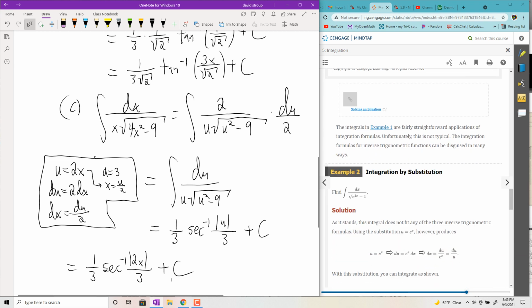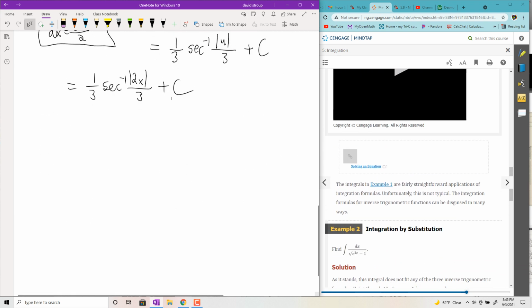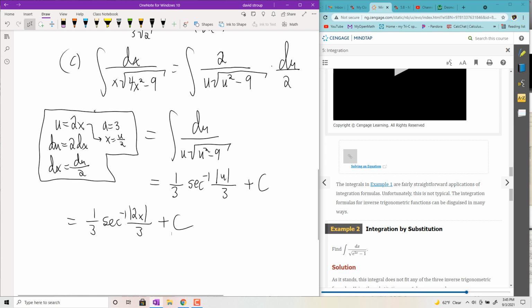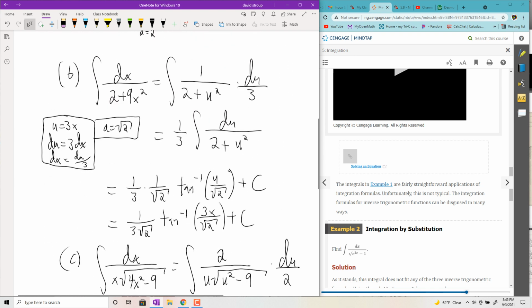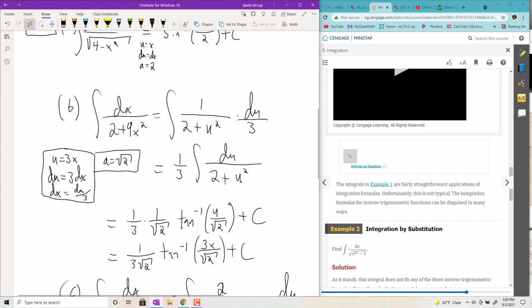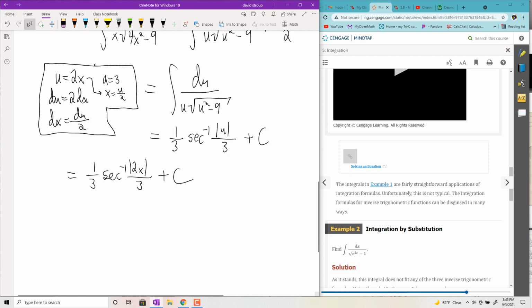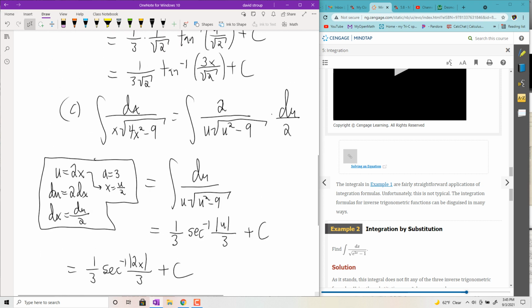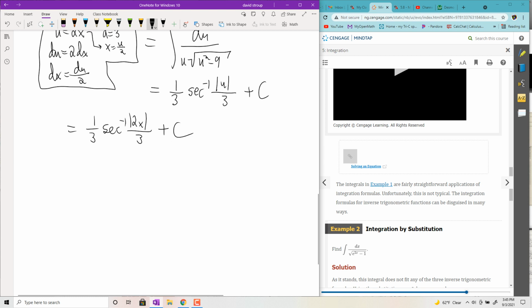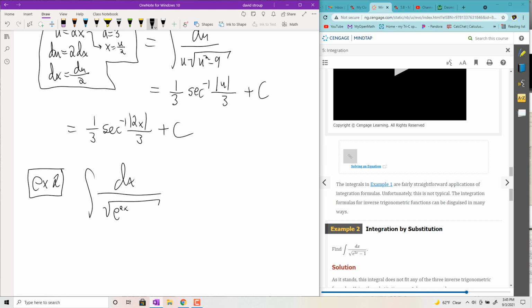Okie dokie. Sometimes instead of just having to do u as 2x, every once in a while they'll put a function in there for u. Okay, so that's what's happening here in example 2. So let's take a look at that guy. The integral of dx all over the square root of e to the 2x minus 1.